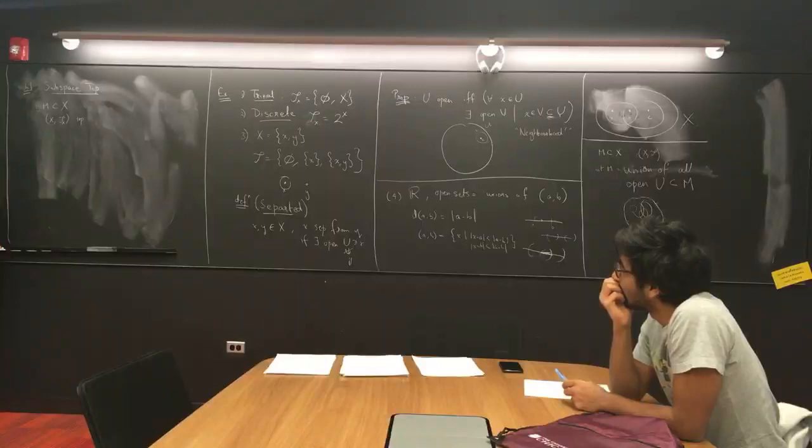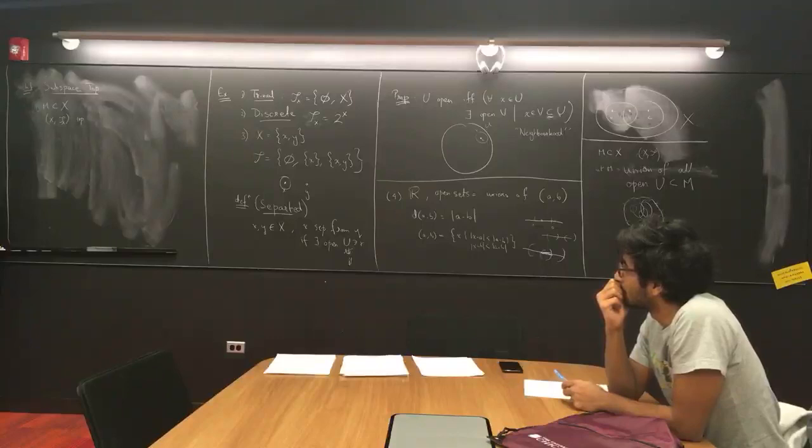Why can't you choose the interior of M? Well, because M is still not. But the interior of M is a topology on M, not the subset. Yeah.